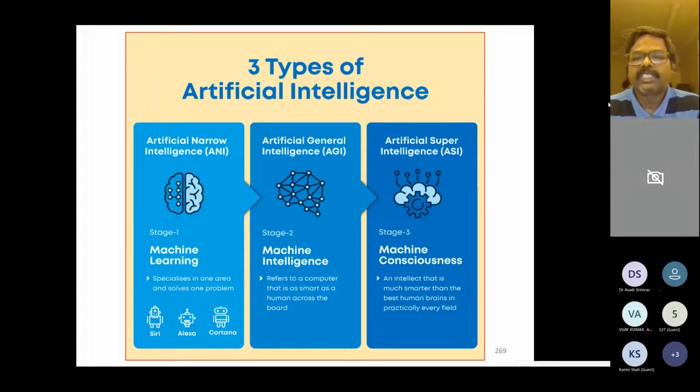And artificial super intelligence, that is called ASI, this is called stage 3, machine consciousness. An intellect that is much smarter than the best human brains in practically every field.